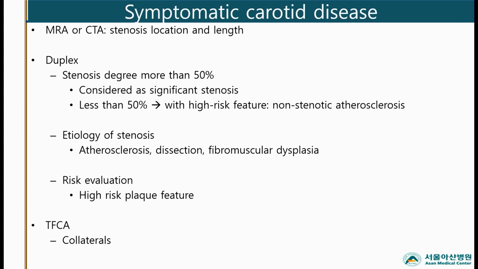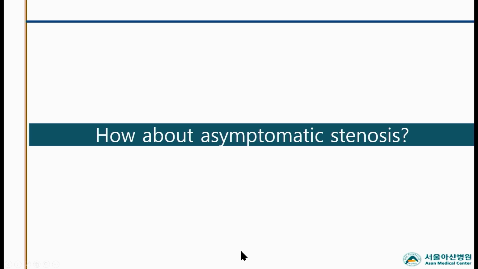So for symptomatic carotid artery disease, MRI and CTA are important for looking at the stenosis location, the length, and the presence of a tandem lesion. However, duplex can be important when we want to look at the cause of the stenosis, the etiology, and also the quantitative measurement of how much the stenosis is. TFCA is also of some benefit for looking at the collaterals. So if there is some collateral through the leptomeninges or from the circle of Willis, it can be evaluated well by the TFCA.